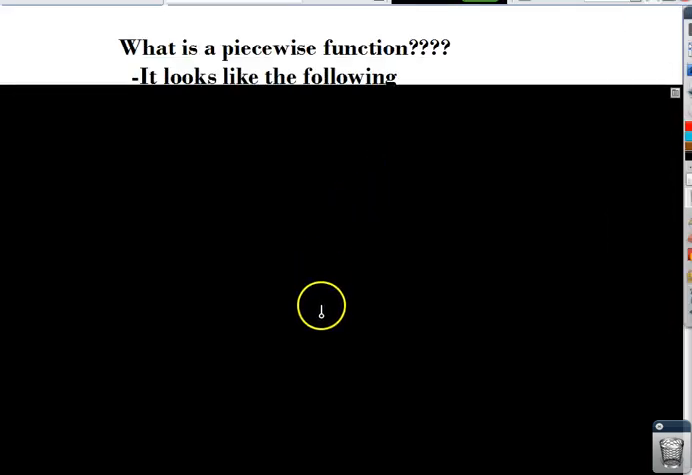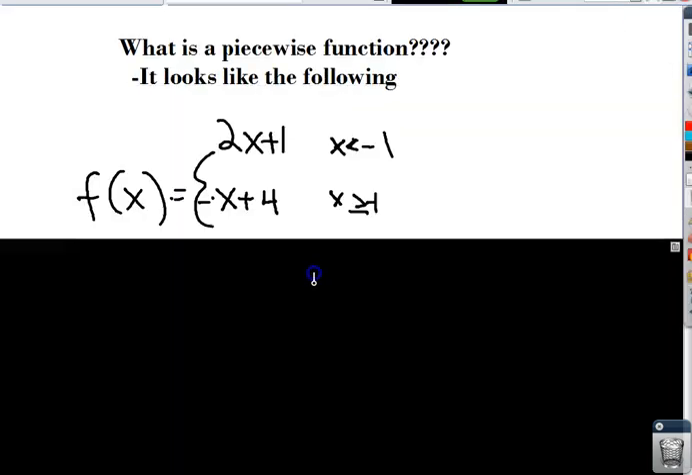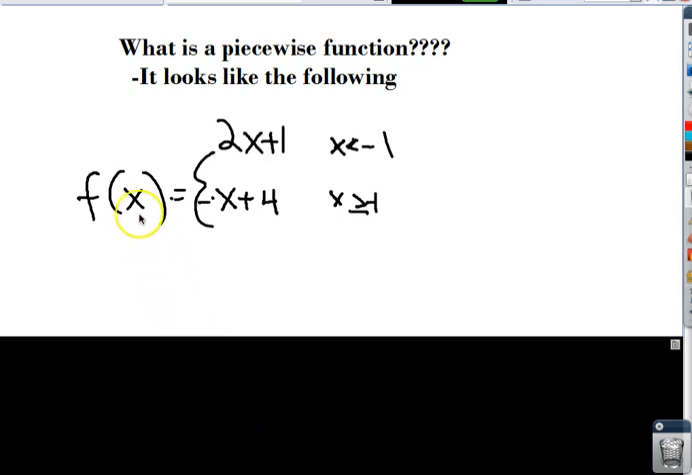Now, what is a piecewise function? Well, it looks like the following. It looks like our regular f of x, our function notation, and an equal sign, so that's not a big deal. But then it has these two particular pieces. Now, what this means is the following. These are what we call our little constraints, so to speak. They are telling us what we can do where.